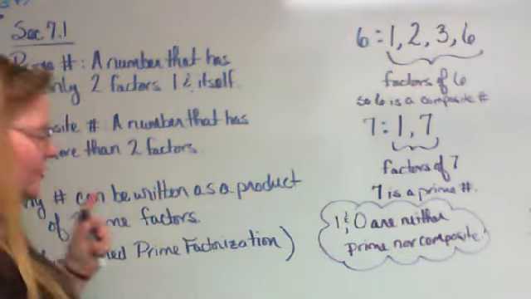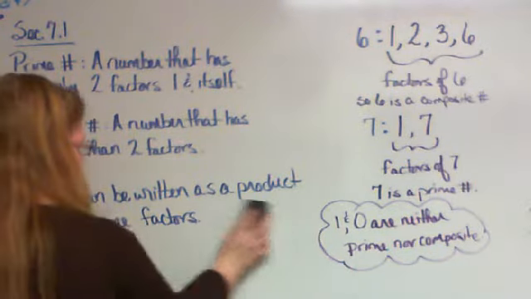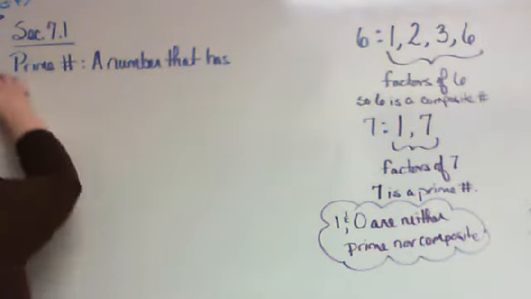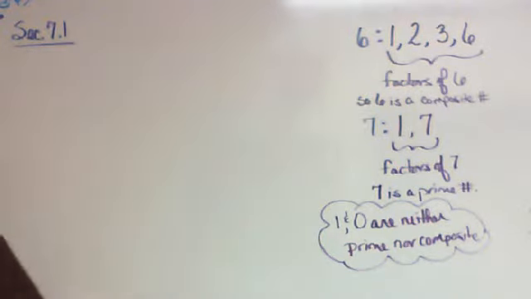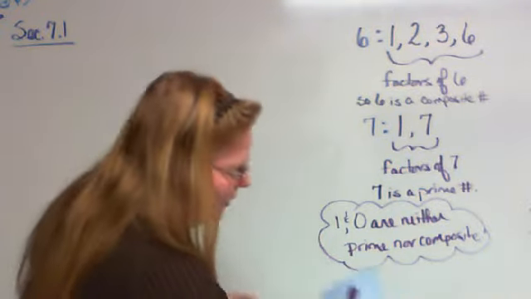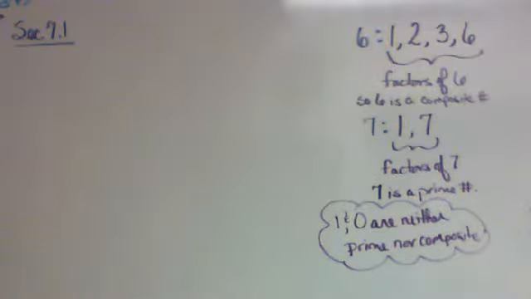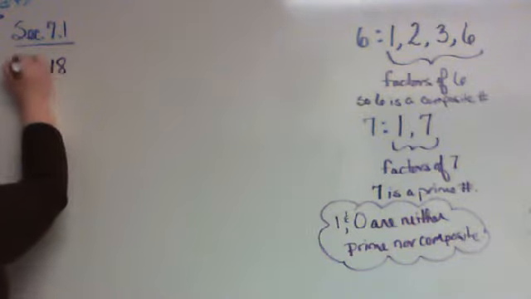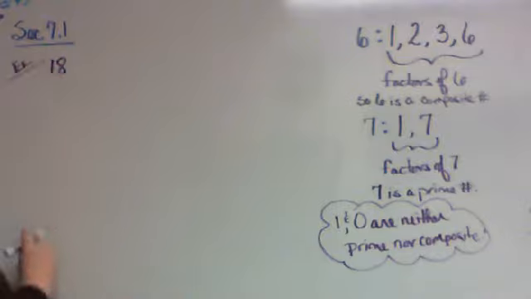Okay, let's do real work. I would like for us to find the prime factorization of a couple of numbers. We're going to start with the number 18. If I wanted to find the prime factorization of 18, it means I have to break it down into a product of prime numbers. So I want to know numbers that go into 18 evenly, that are prime.